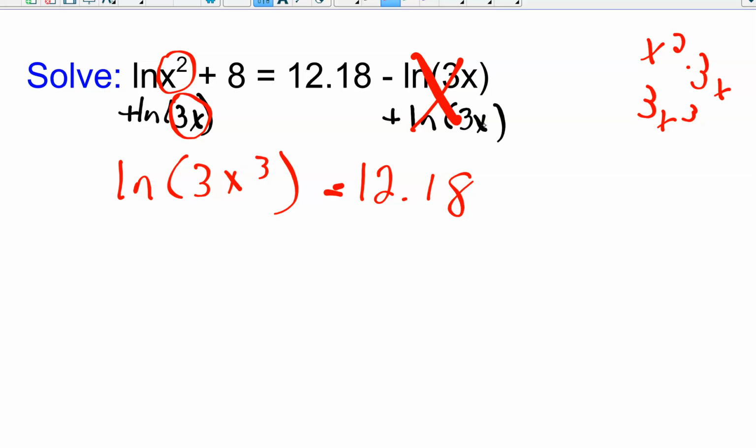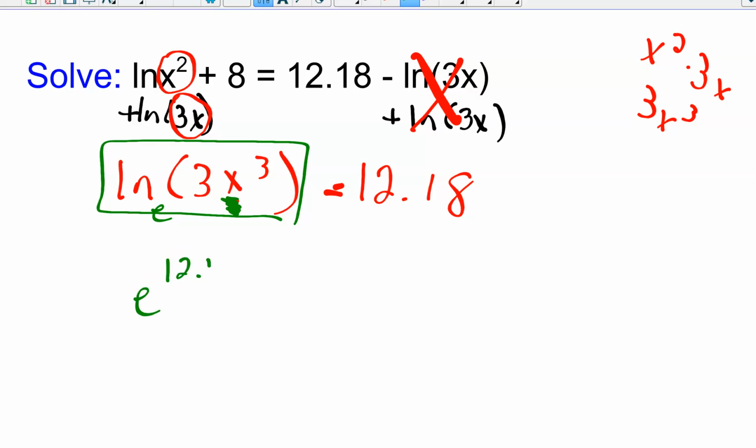And then in order to move forward, there's nothing else I can do. The x in this case, if you look at this, the x is within the natural log. The only way to break it out is to change this, go exponential. To break out an x out of a log, you can't separate these. This is one unit. The only way to get the x by itself is to break it out. So I go exponential. The base is e there. So I'm going to say e to the 12.18 equals 3x cubed.